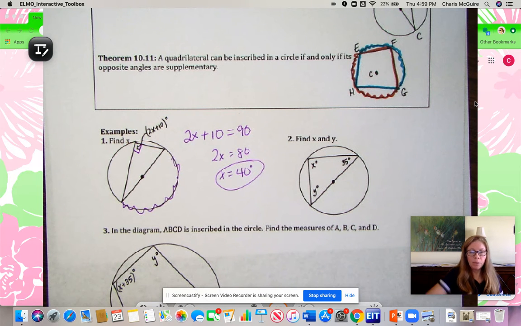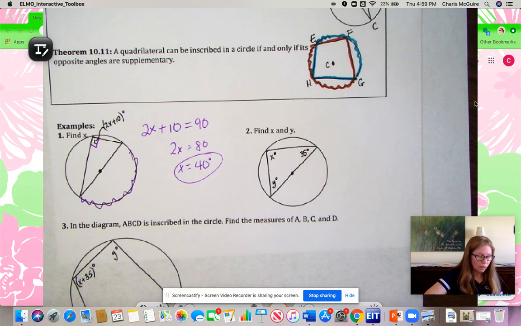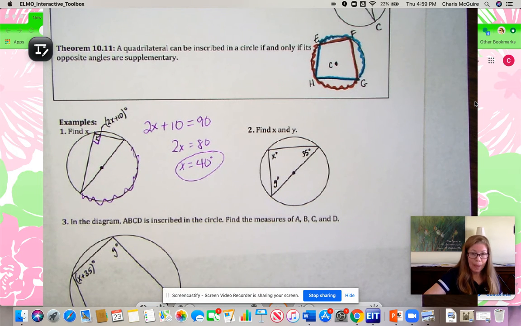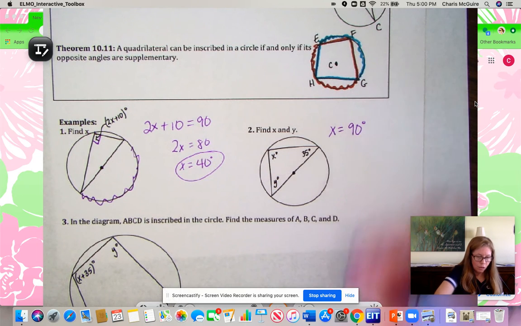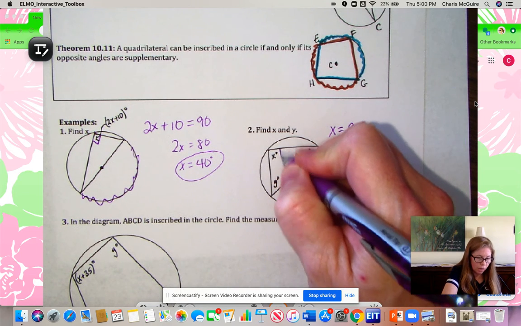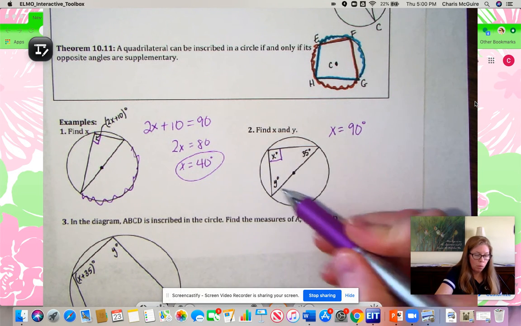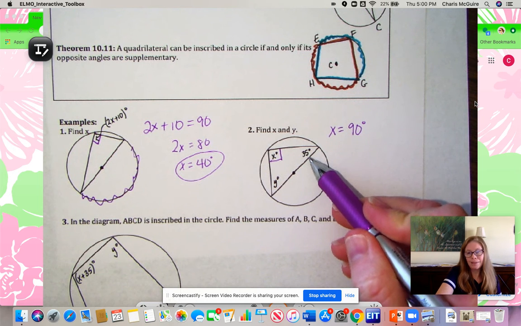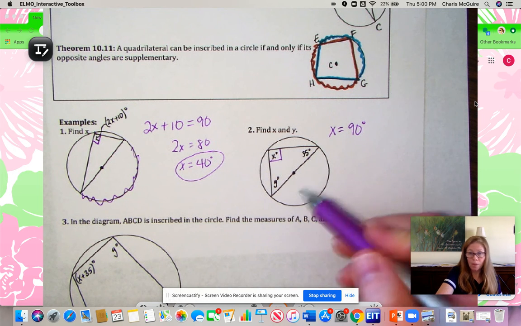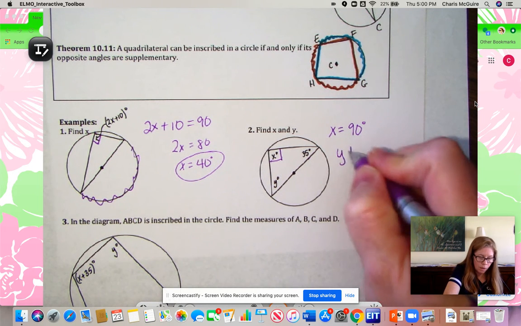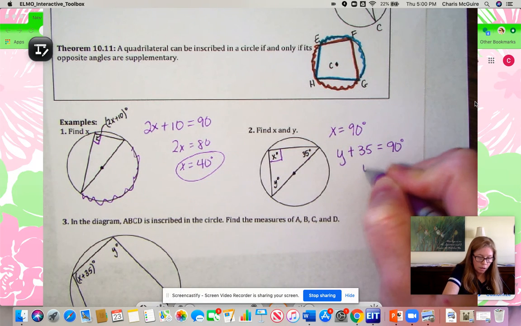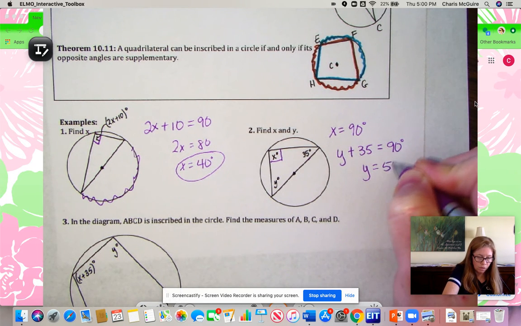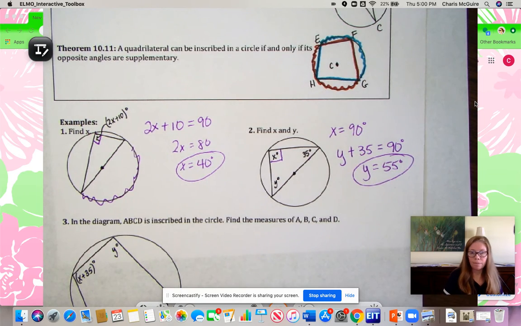All right, so for number 2, x should be easy for you to find. Yep, it's 90 degrees. So once you know that this is a right angle, you know that y plus 35 is going to equal the complementary, right? Those are complementary to each other. So y plus 35 equals 90 degrees also. So y is going to equal 55 degrees.